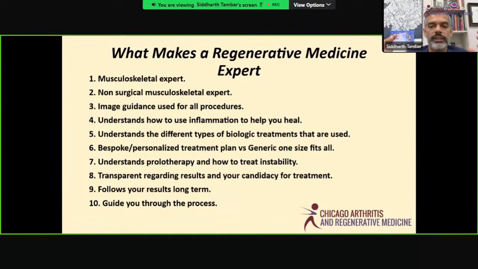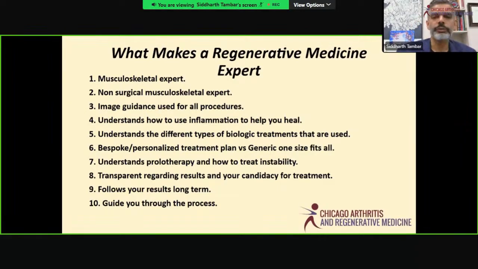They should be very transparent about your results and candidacy. It shouldn't be that they're telling you, hey, not sure if this is going to help. If they're an expert in this field, they should know what's the average improvement to expect, and they should understand what is your candidacy, like realistically, not just a gut instinct sense of are you a candidate or not. They should really have an understanding. Are you going to get on average 65%, 80% improvement? Like they should have an understanding of that.